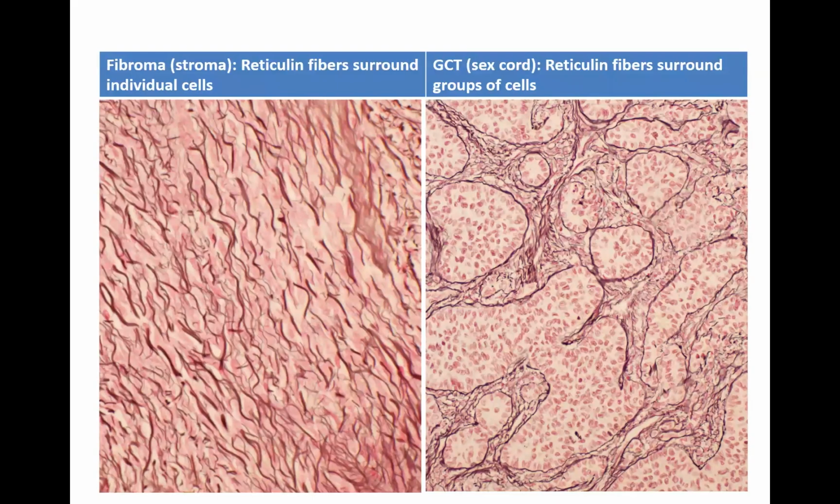Here is one tip, which is reticulin stain, because reticulin surrounds individual stromal cells. So individual fibroblasts in the stroma or theca cells will be surrounded by reticulin. But in granulosa cell tumors or in sex cord tumors, reticulin surrounds groups of cells. So this is a very simple stain in your lab that can help you with that differential diagnosis. You can do a reticulin stain. If you see the stain surrounding individual cells, then that probably is a stromal tumor. If it surrounds groups of cells, then that probably is a sex cord tumor. Most likely that example is a granulosa cell tumor on your right.